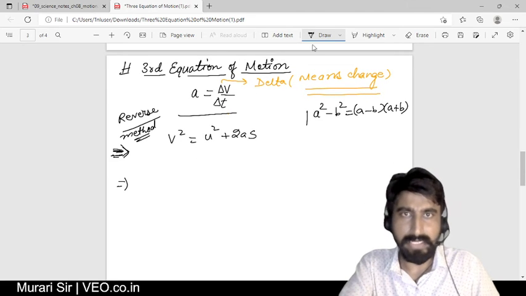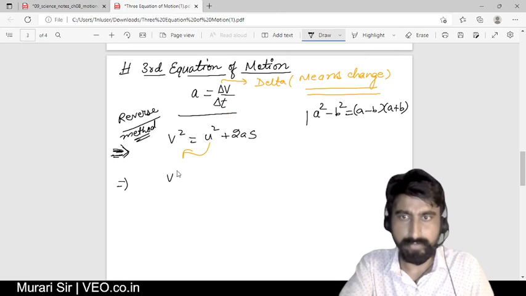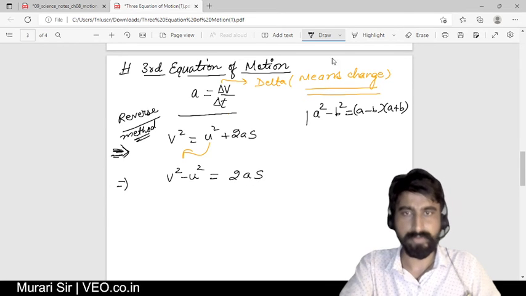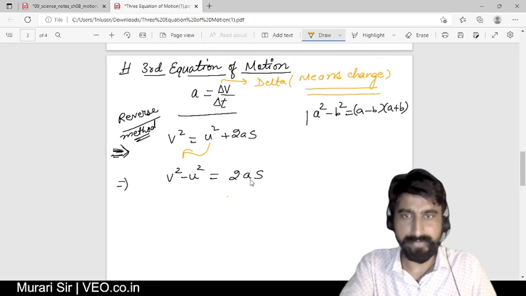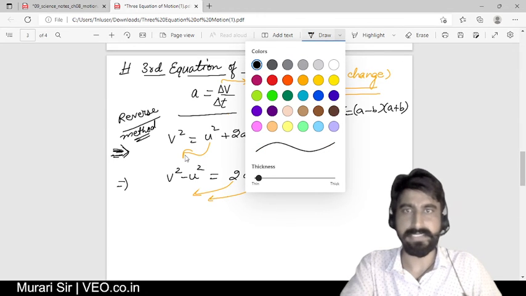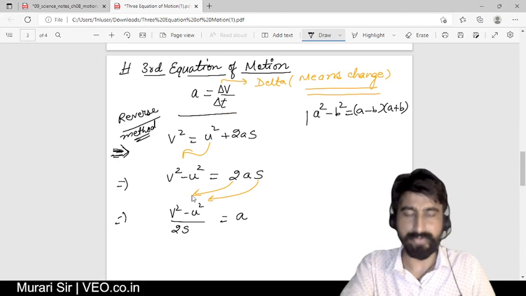If I take this u on the left, it will become minus. That is v square minus u square is equal to twice a s. All right. And what I have to do next, I'm taking 2 and the displacement here, keeping the acceleration on the right side. Perfect. So (v square minus u square) upon 2s is equal to acceleration.